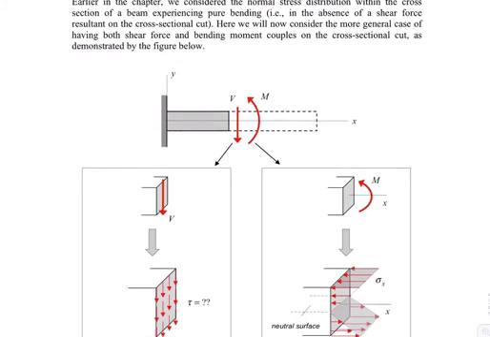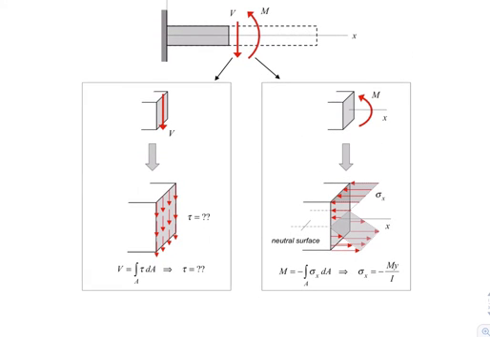What we know from the bending moment results from before still holds true. The bending moment gives rise to a normal component of stress, which is minus My over I. Said in a different way, if you take the resultant of that sigma x over the cross section, you get the resultant there of M.